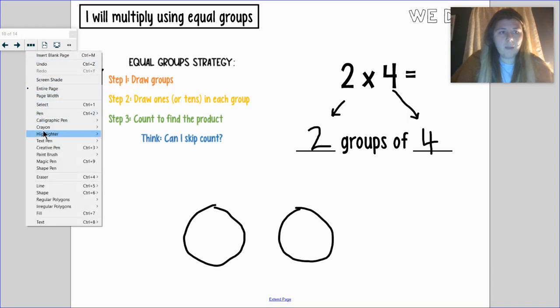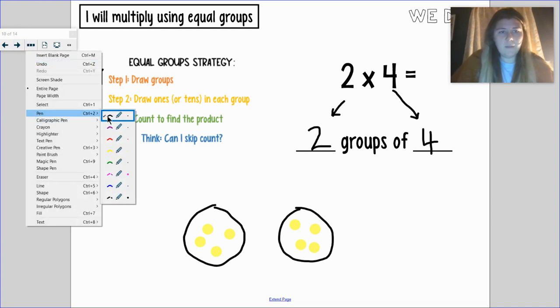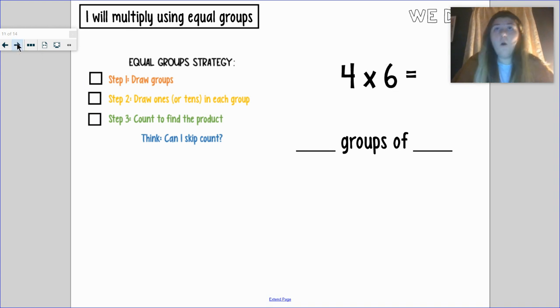And then I'm going to go get my highlighter. Did we use yellow? Let's use it. 1, 2, 3, 4. 1, 2, 3, 4. 4 and 4. Go back and get my pen. Drew my ones. And now I can skip count, or I can just count, whatever you want. 4 plus 4 equals 8. Okay, same answer. Whoa, that's a big 8. Loved it.